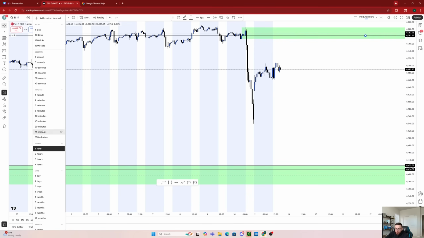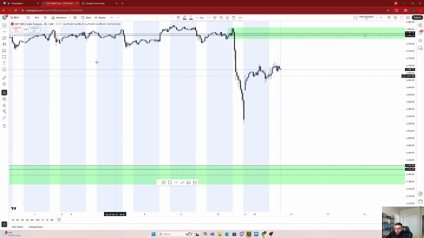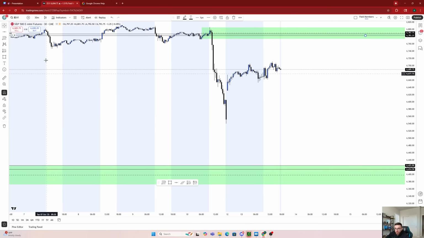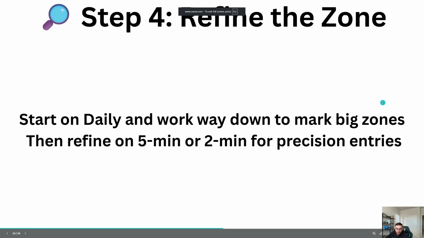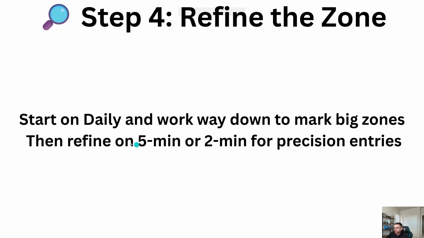After I'm done on the hour, go down to a 45-minute. Mark any supply and demand zones. After that, 30-minute, mark any supply and demand zones. Once I am done plotting on all of those different time frames, I then watch price on a 5-minute time frame and a 2-minute time frame for precision entries.